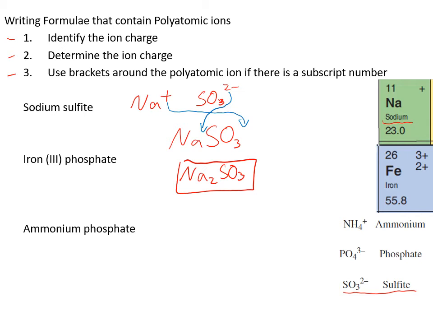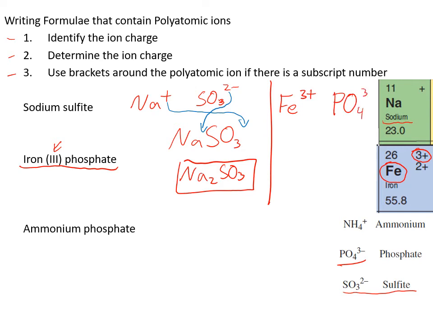Okay. Now I'm going to take a little bit harder one, iron 3 phosphate. So again, I like going this one because it tells us which ion it uses. It uses the iron 3 ion. So I'm just going to write that already out, make a little divider right here. So I'm going to write iron 3 ion. And we have phosphate, PO4 3-.